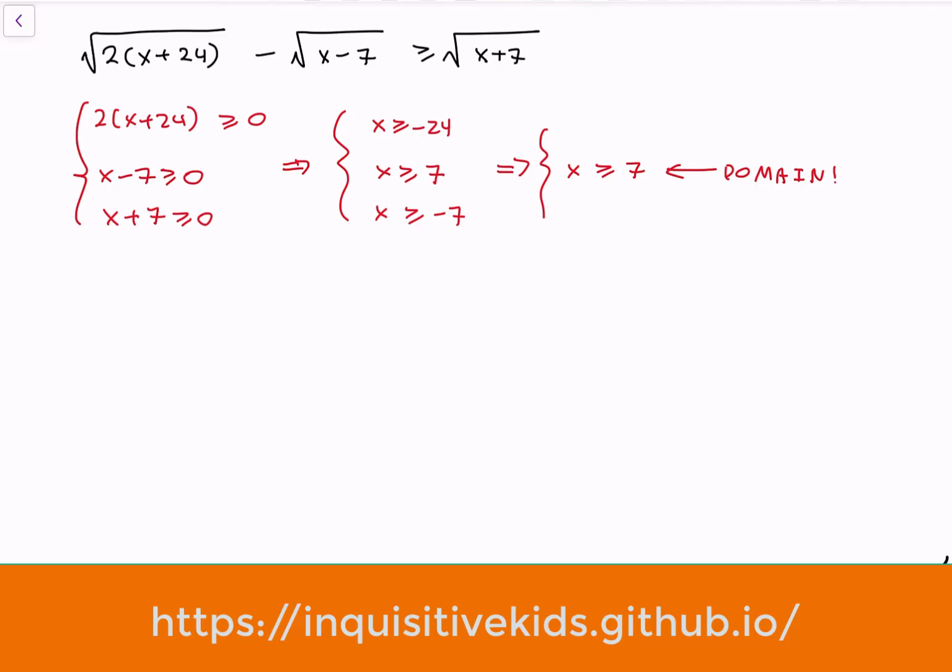Now we're going to rearrange to make both sides non-negative. It's usually easier when we don't see negative signs, so we're going to move this term to the right-hand side. Because x must be greater or equal to 7, both sides of this inequality are guaranteed to be non-negative. So we can square both sides without having to worry about the direction of the inequality sign.